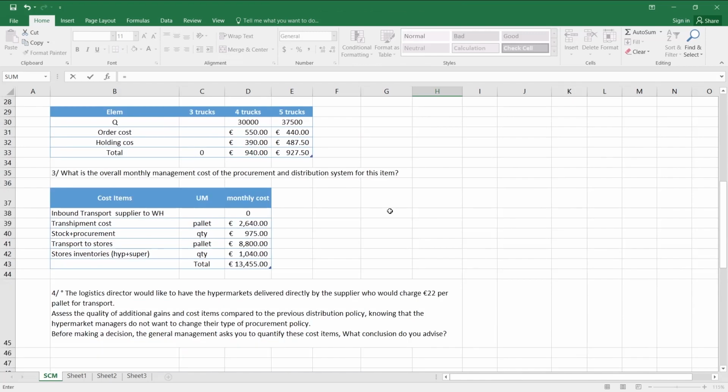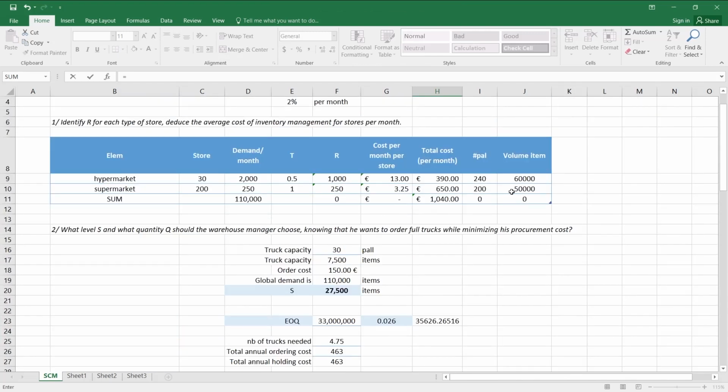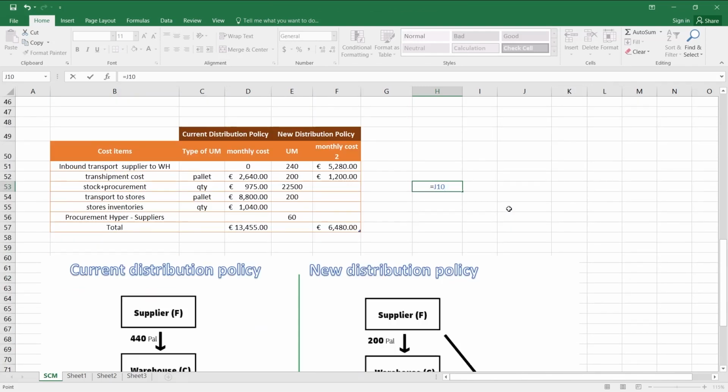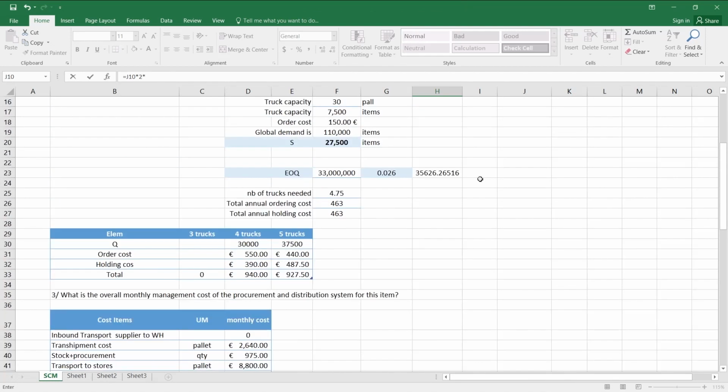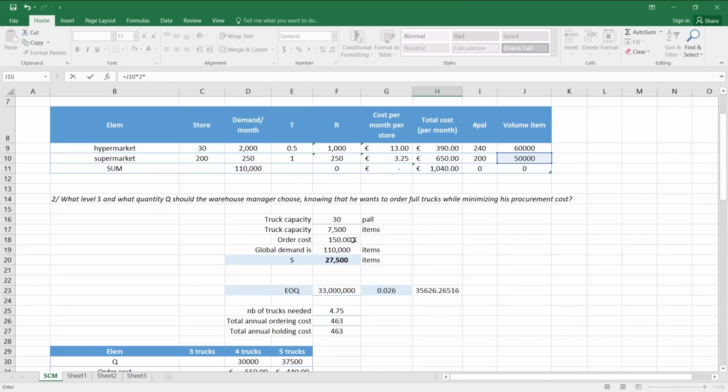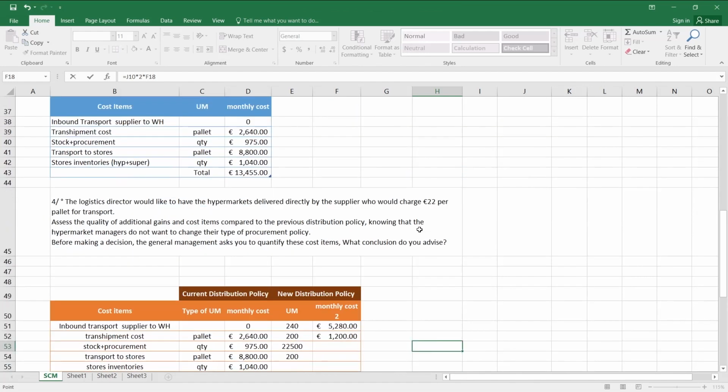So basically we have taken the quantity that we are supposed to deliver to the supermarkets, and that also goes through the warehouse, which is 50,000 items, times. And here what I am doing is calculating the first part of the economic order quantity equation, times 2 times our ordering cost, which is 150 euro.